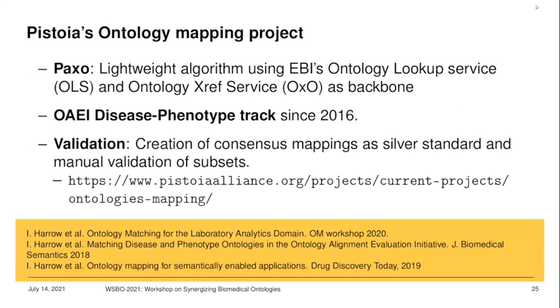They have several outputs. I think the best thing is you can access the project webpage. We have been running the Disease and Phenotype track since 2016. Also, as an outcome of the project, they implemented Paxo, a lightweight algorithm using the EBI's infrastructure that David introduced in the previous talk. And we have also been working on the creation of consensus mappings for different tasks by running different alignment systems.